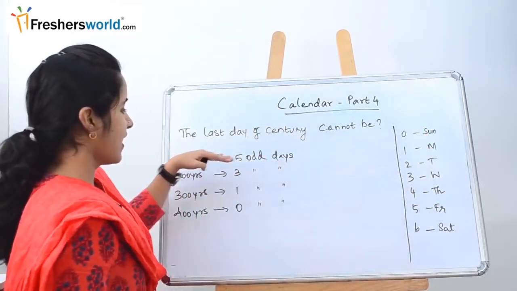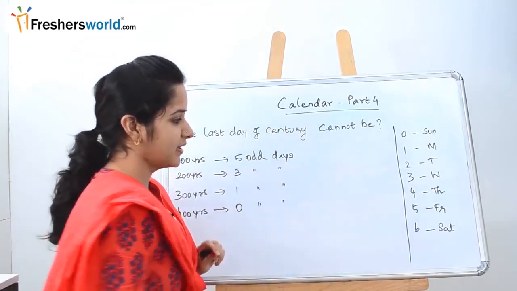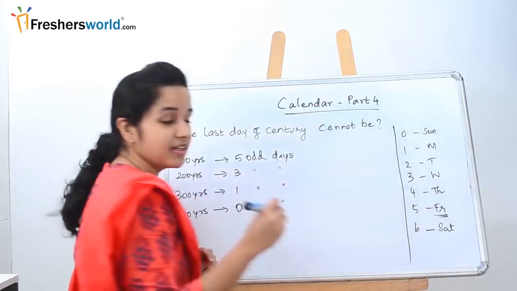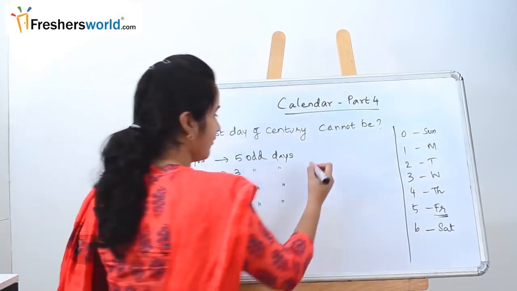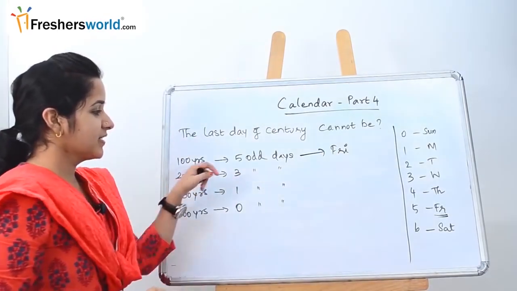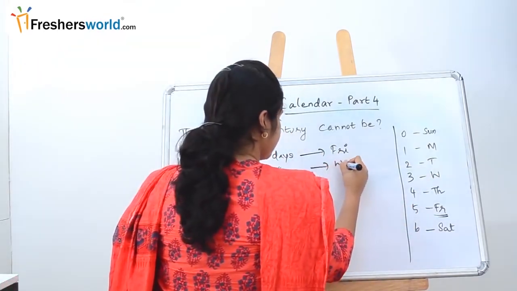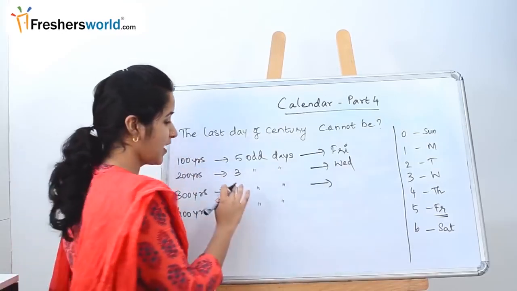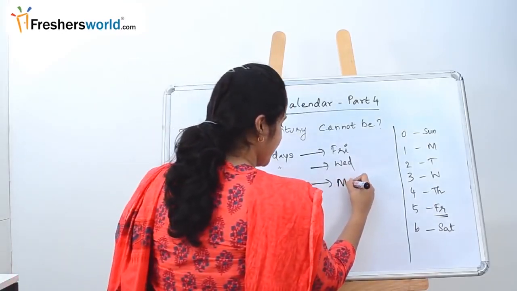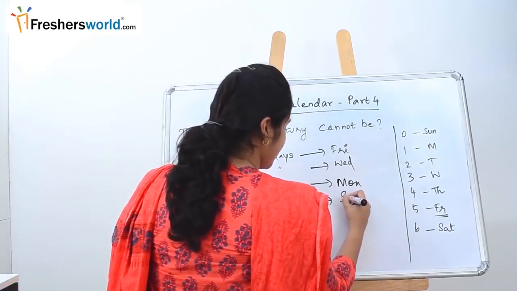100 years have 5 odd days, and 5 is Friday. So the final day of the 100th year will fall on a Friday. 200 years has 3 odd days, and 3 is Wednesday. 300 years will have 1 odd day, which is Monday. And 400 years will have 0 odd days, which is Sunday.